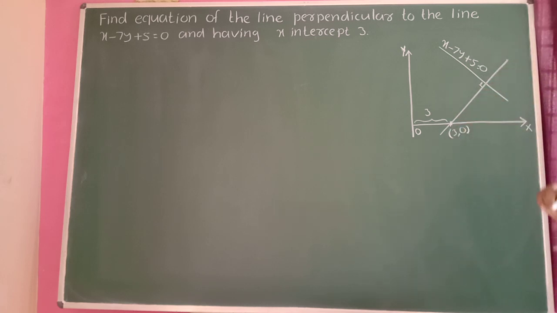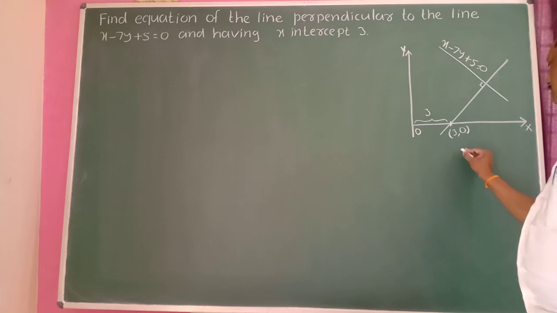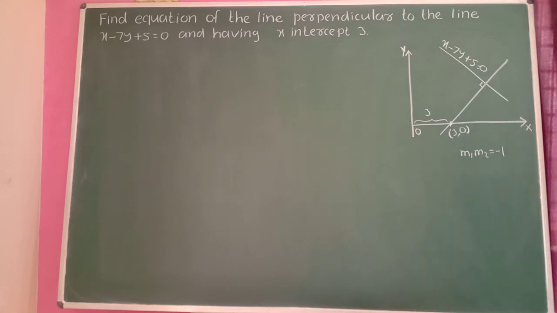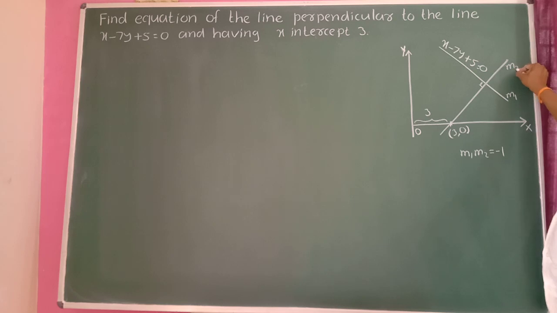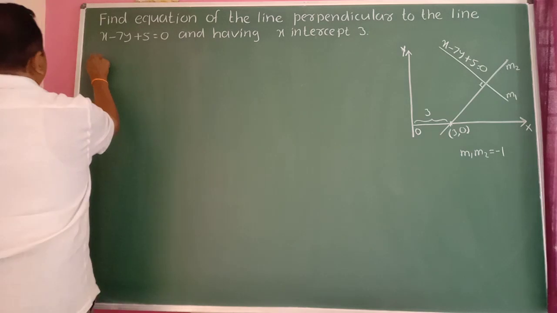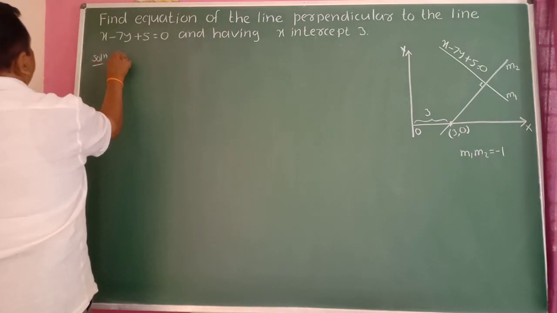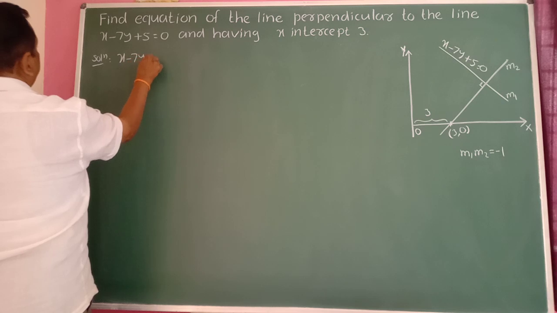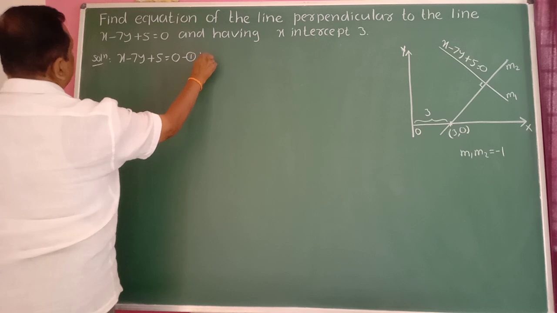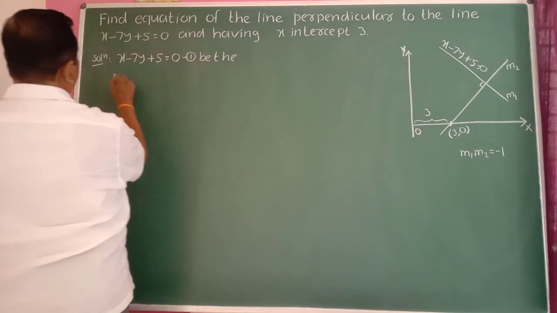You know that two lines are perpendicular if the product of the slopes is minus 1, that is, m1 into m2 is equal to minus 1. First find the slope of this line. Consider m1 is the slope of this line and m2 is the slope of the required line. Therefore, take your solution here: x minus 7y plus 5 is equal to 0. Take this as equation number 1, the given line.